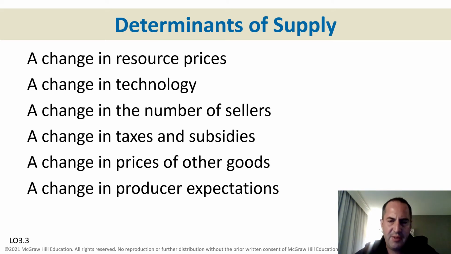A change in the number of sellers, a change in taxes and subsidies. We'll talk about that later, but is your good taxed, right? Like look at cigarettes. Is your good subsidized? The train is a good example of a subsidy already, right? Even though it costs like $3 to ride the train, the cost of that is more than what you're paying. A change in price of other goods, a change in producer expectations.